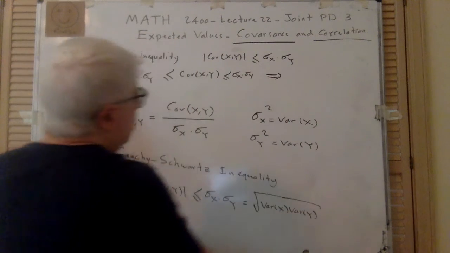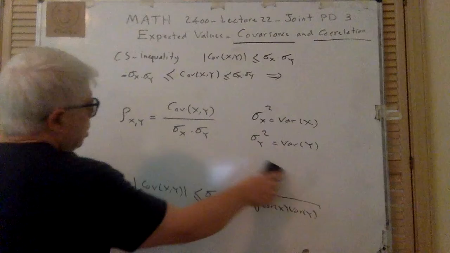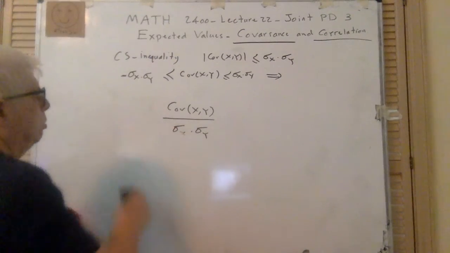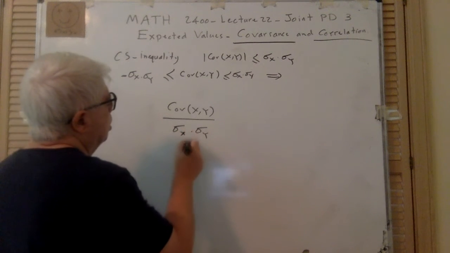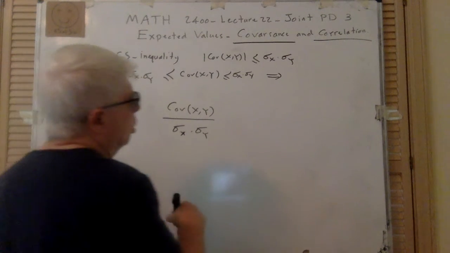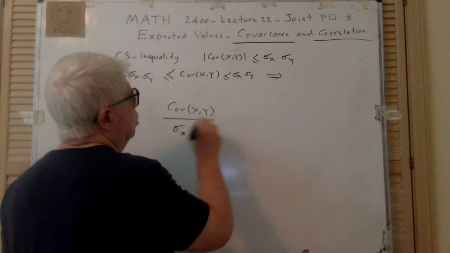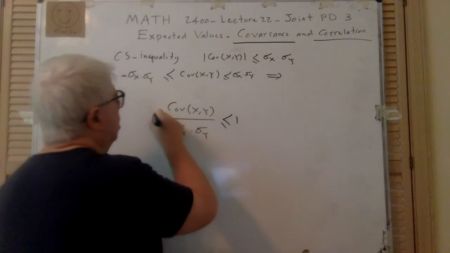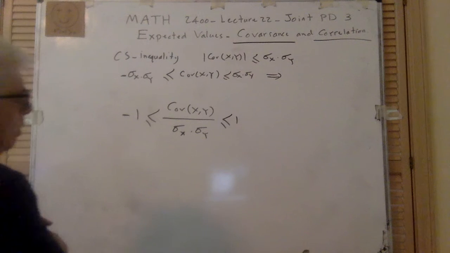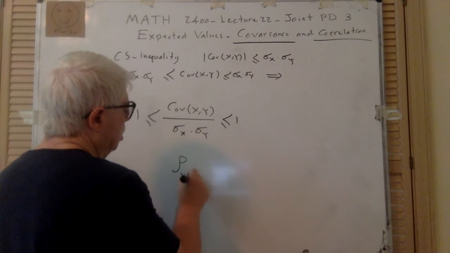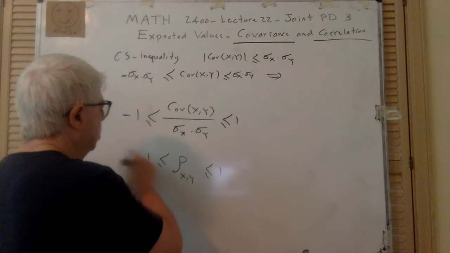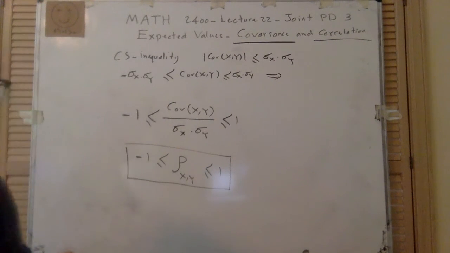So let's divide by sigma x, sigma y. What happens if I divide all three sides, and they are not zero? Sigma is zero when you have just a constant distribution. So let's assume that it's not zero, and this is less than 1, bigger than negative 1. So this gives me that correlation is a number between negative 1 and 1. Even in higher level probability, this has a lot of applications, like saying positive correlation or negative correlation, or zero correlation.